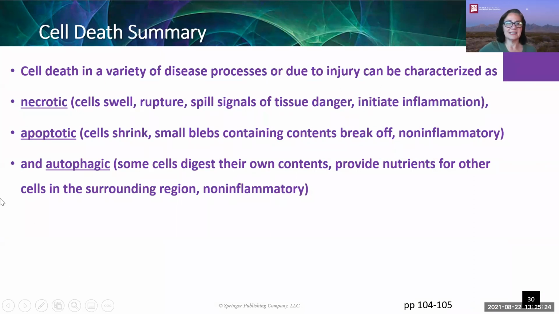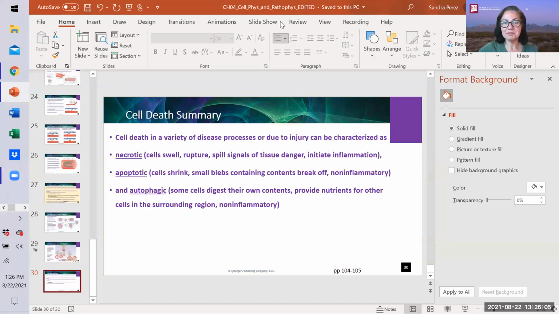So to summarize, cells die a variety of ways. In necrosis, the cells swell, rupture, spill, and initiate inflammation. If it's organized and programmed, it's apoptotic cell death. The cells shrink, little pieces break off, it's non-inflammatory, and the immune system clears that stuff out. And finally, with autophagic death, some cells can digest their own contents and provide nutrients for other cells. That's also non-inflammatory. And that is the end of part 2.